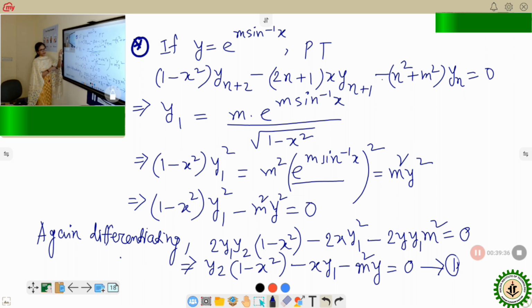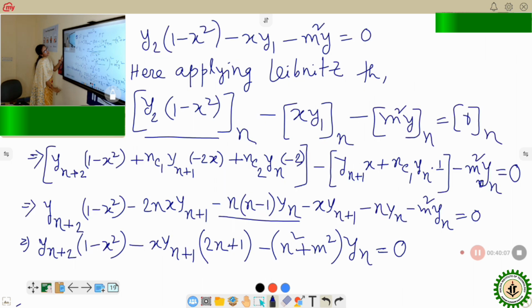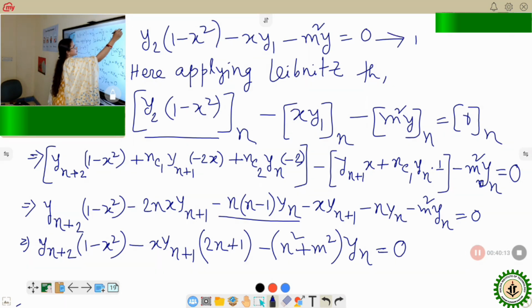Again differentiate with respect to x. Then we will get 2y1 into y2 into 1 minus x square minus 2x y1 square minus the differentiation of y square, that means 2y into y1 into n square, equals 0. Now from this expression 2y1 will be cancelled, and just name this equation as 1. This was our first equation.